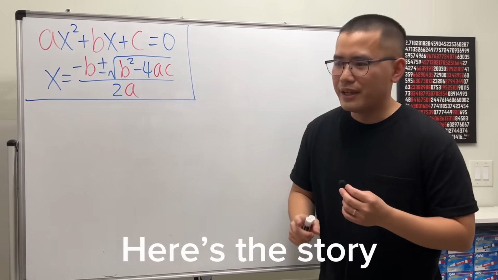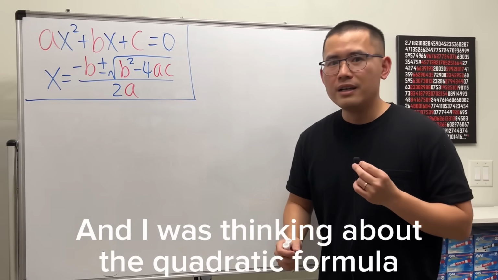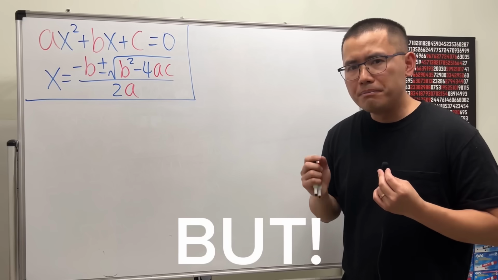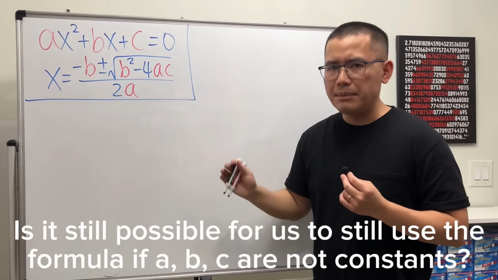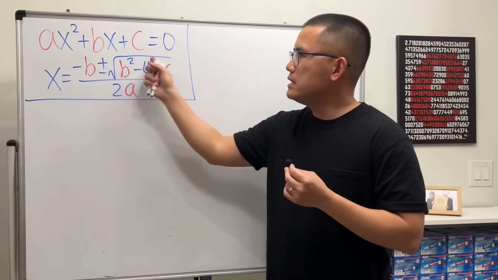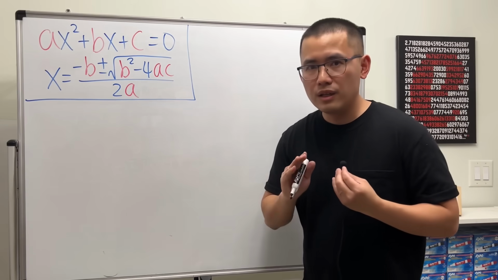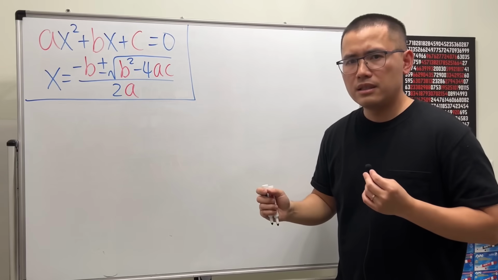So here's the story. I was just driving back home and I was thinking about my quadratic formula. And we know a, b, c here have to be constants. But is it possible for us to still use the formula even when a, b, c are not constants? And I'm not talking about a, b, c being functions of another variable such as t or y. No, I want a, b, c to be functions of x.